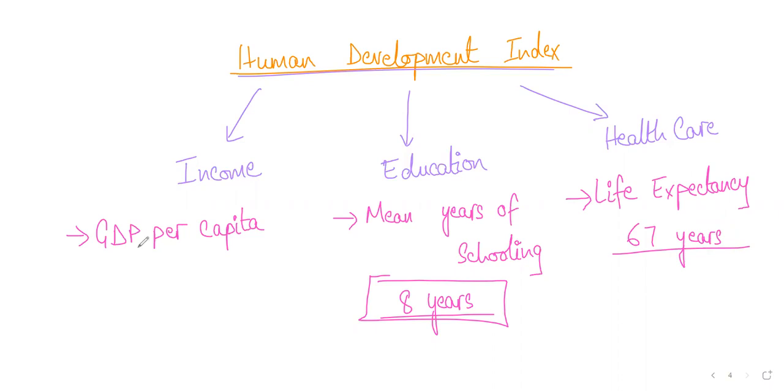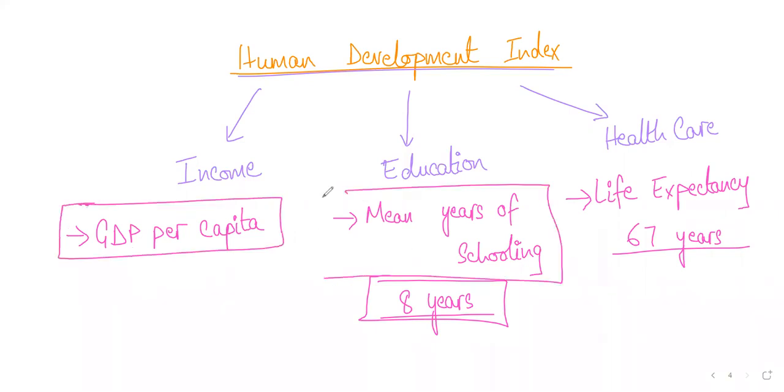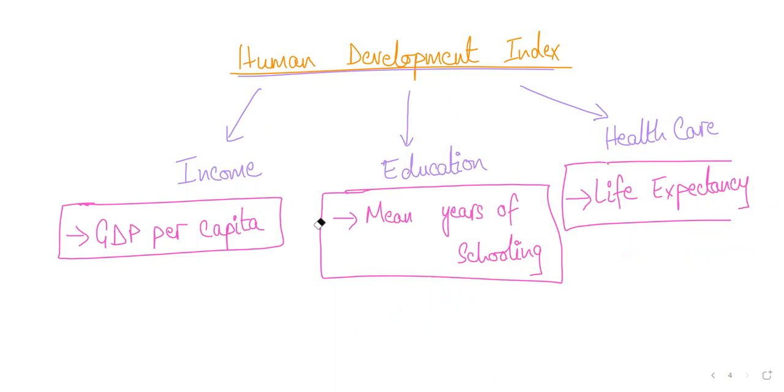Now, based on these three calculations, pay attention. Based on GDP per capita, mean years of schooling, and life expectancy, an overall score is calculated for an economy, and it is given a score between 0 and 1. The closer the value is to 1, the more developed a country is. So if you Google Pakistan's HDI, it would be 0.55 something. So we are right in the middle.